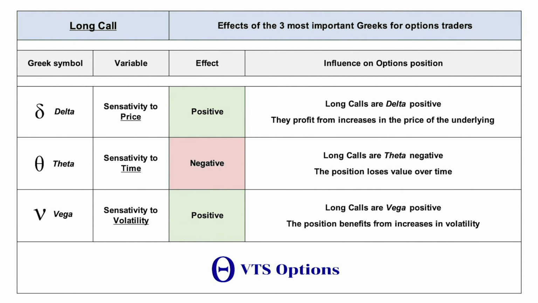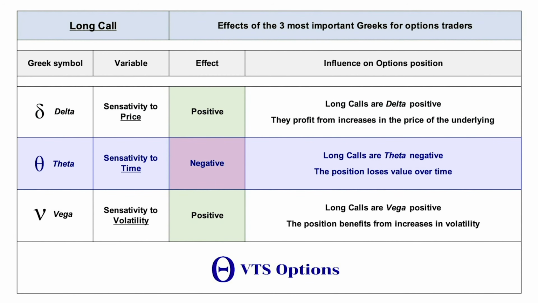The option Greeks are statistical values that provide us a way to measure the sensitivity of an option's value with respect to other factors. There's many Greeks, but actually only 3 that we focus on that cover the 3 factors most relevant to options trading: price, time, and volatility. Delta is an option sensitivity to price. Long calls are delta positive, meaning they profit from increases in the price of the underlying. Remember, it's a bullish trade, so it's delta positive.